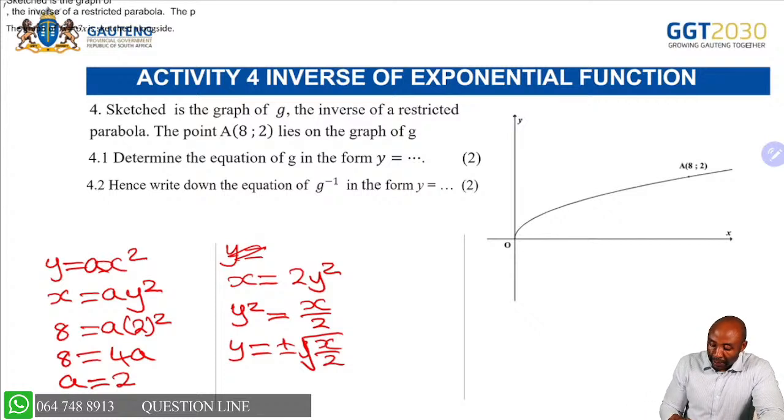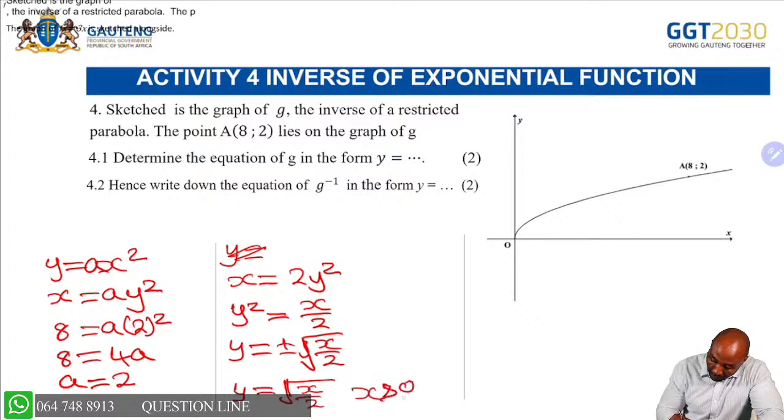Now, which arm of the parabola are we looking at? If you look at the inverse function, our x is greater than 0 and our y is also greater than 0, meaning we are looking at the positive square root of x over 2, where our x is greater than or equal to 0 and our y is greater than or equal to 0, like that.